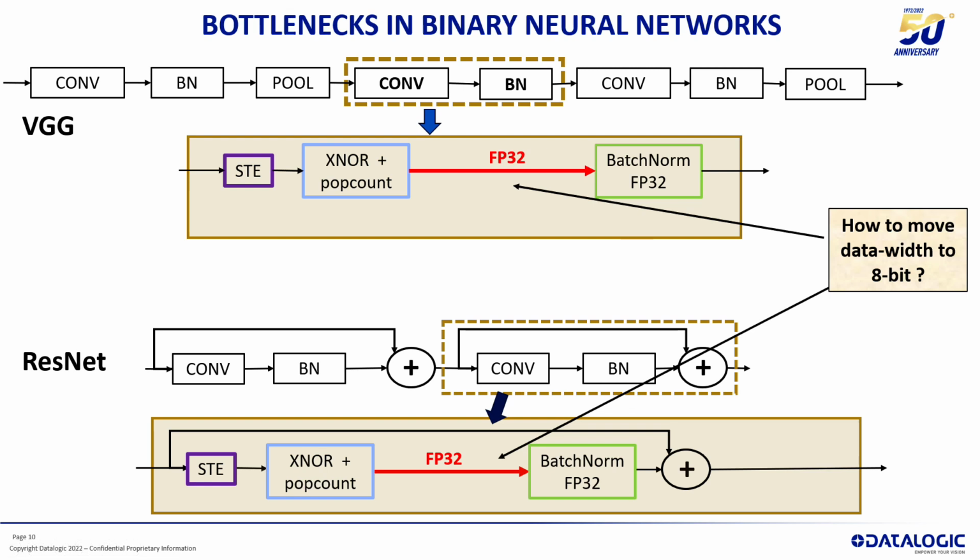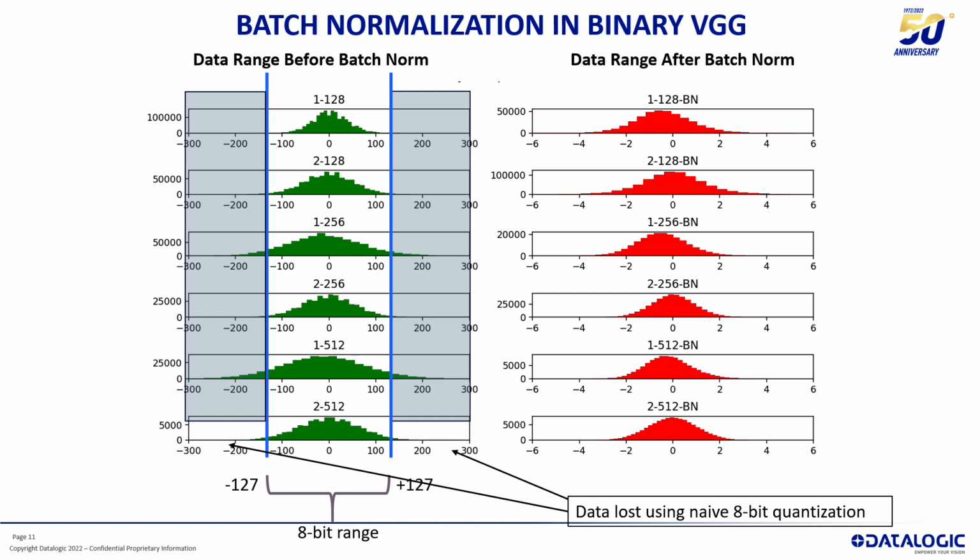But for our target platforms, floating point and fixed point really don't matter. It really depends on the bit size. So here the question is, how can we move to 8-bit? If we take a look at the output ranges of each binary layer, we could argue, okay, why don't we perform a post-training quantization naively, quantizing the output to 8-bit?